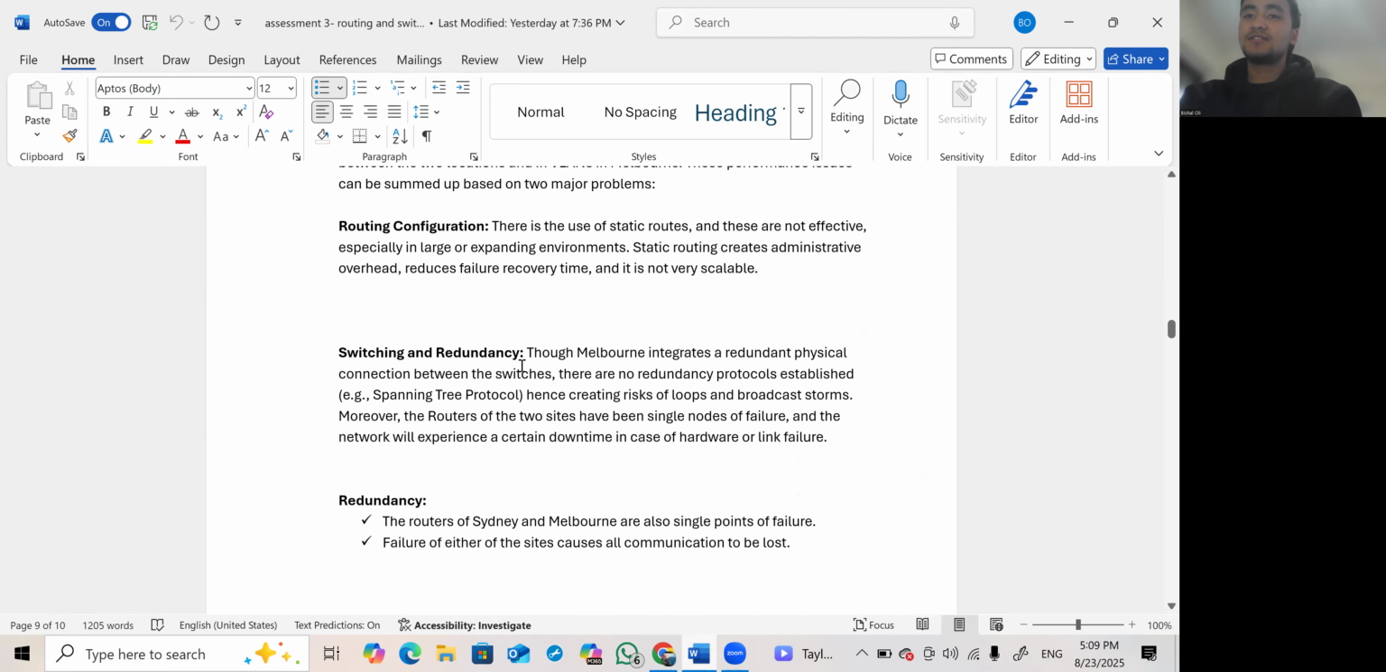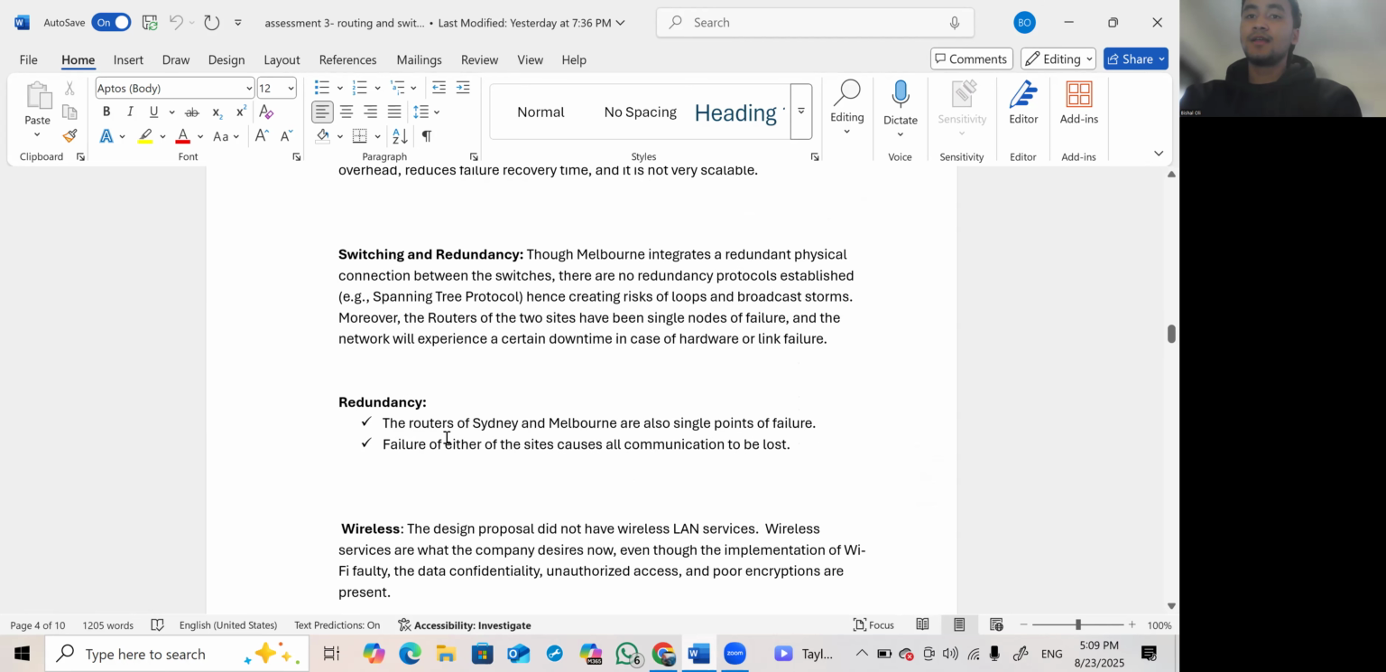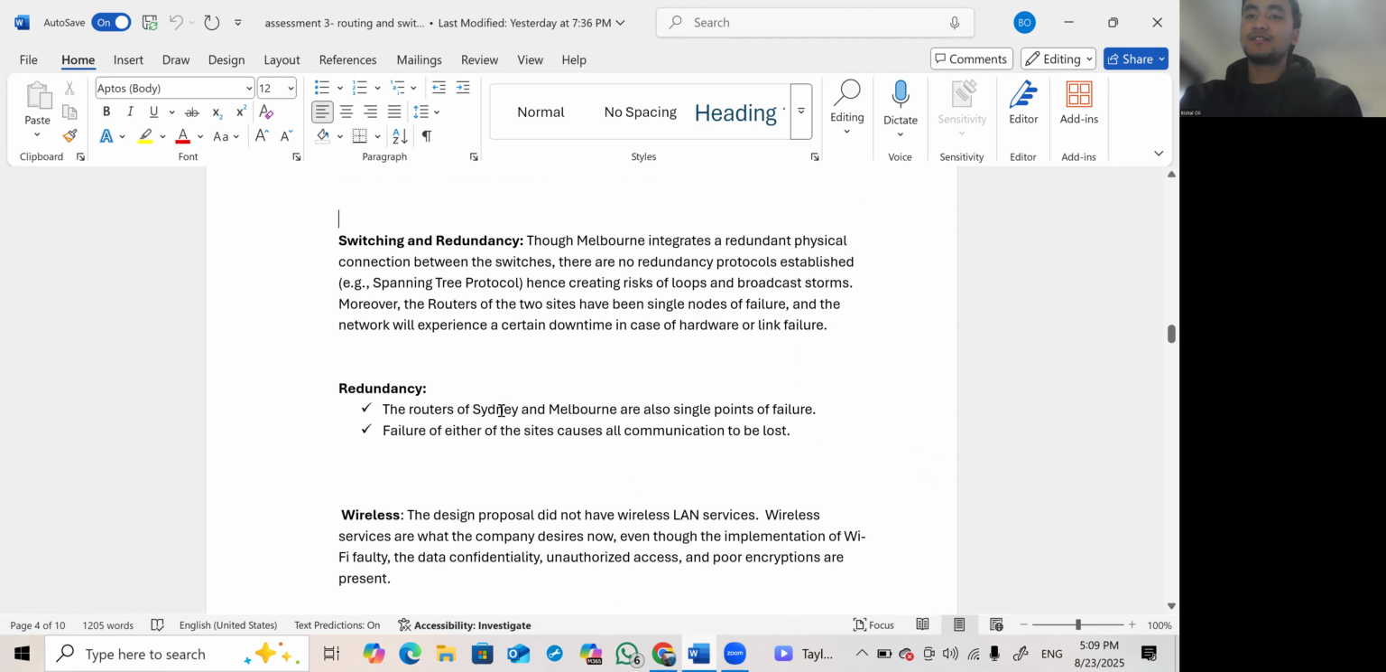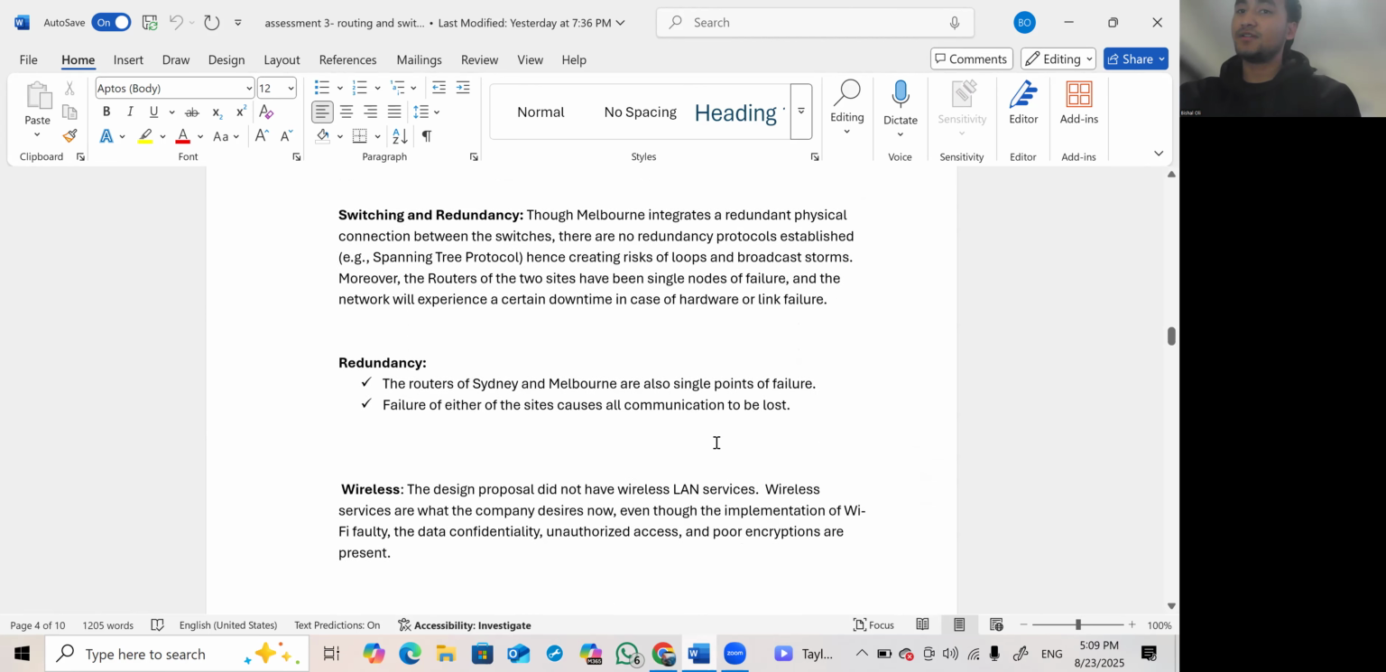For switching redundancy, there is another issue. Melbourne integrates redundant physical connections between the switches, but there are no redundancy protocols established. So we're going to introduce the spanning tree protocol, which prevents loops and broadcast storms. Basically, for the redundancy, the routers of Sydney and Melbourne are also a single point of failure. That means failure of either side causes all communication to be lost.